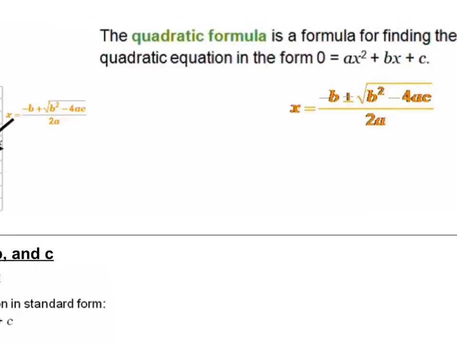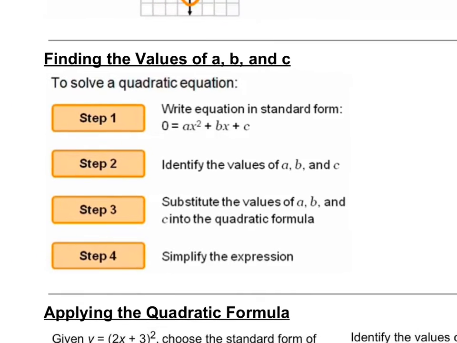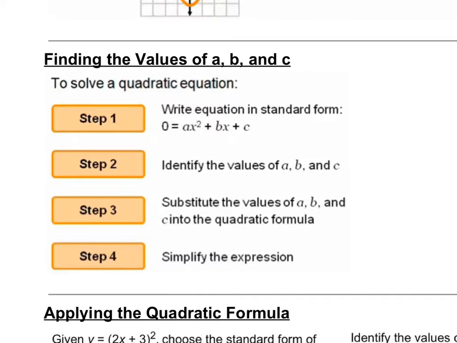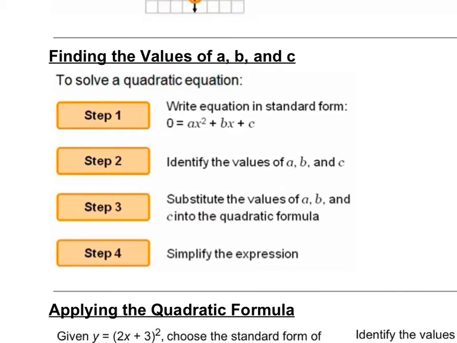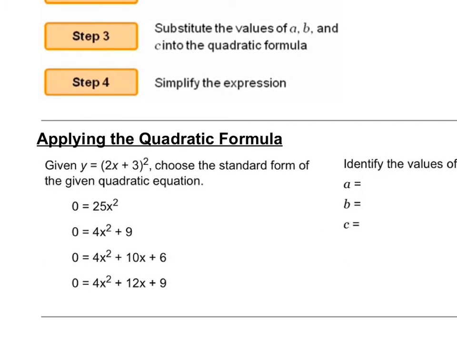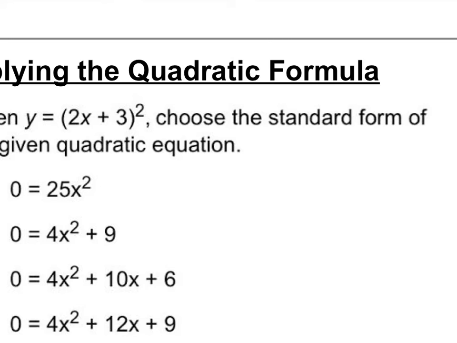So let's take a look, and these are the steps of finding the values a, b, and c. We want to write the equation in standard form, set it equal to 0, identify what a, b, and c are, and then substitute those values of a, b, and c into the quadratic formula and then simplify it. All right, so let's go ahead and take a look.